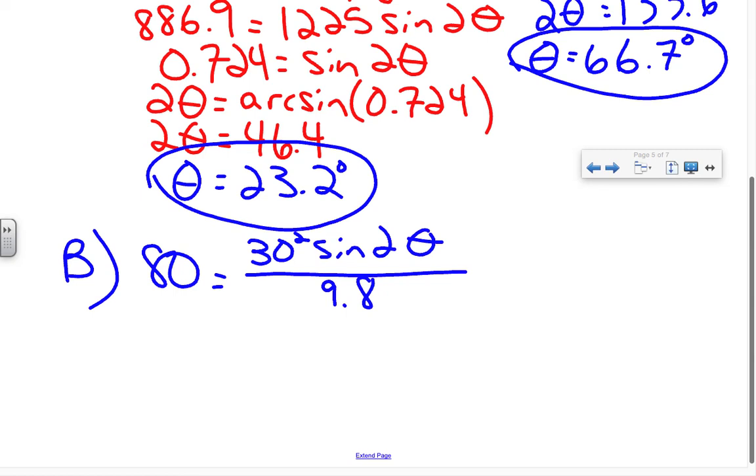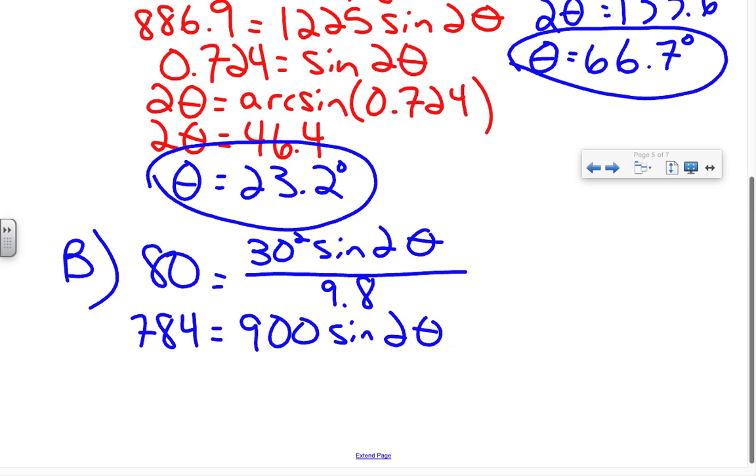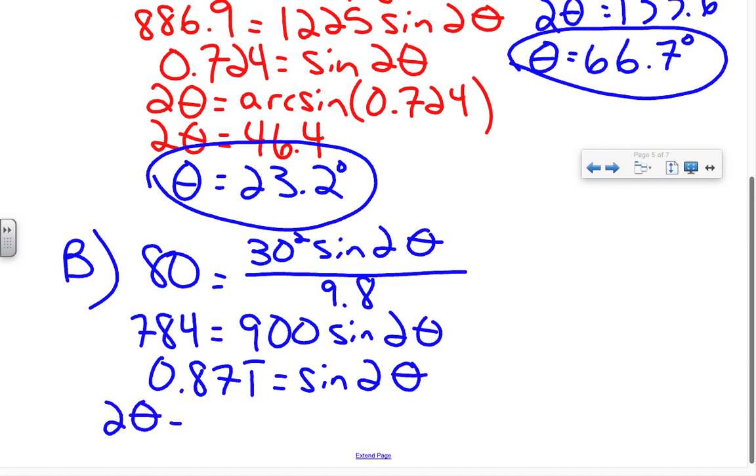Okay, so 80 times 9.8 is 784, equal to 900 sine of 2 theta. Divide the 784 by 900, and I've got 0.871 repeating, equal to sine of 2 theta. 2 theta will equal the arc sine of that 0.871 repeating. And so that is 60.6.